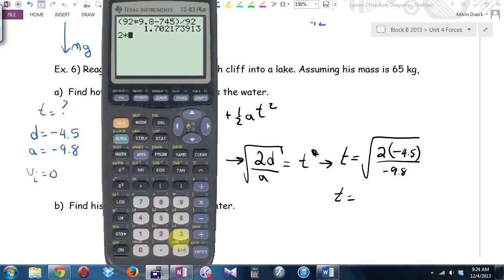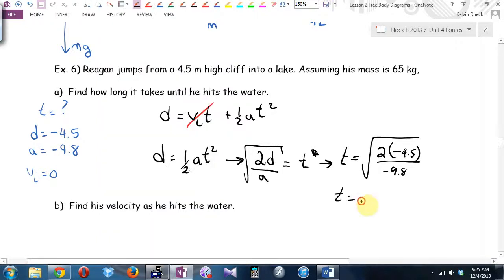2 times negative 4.5 divided by negative 9.8. Square root of that. 9.58, I'll carry a few extra sig figs because I'm going to use this. So I'll go 0.9583, even though if I was giving this, I really should only go to 2 sig figs. I want to use this. 0.9583. Okay.